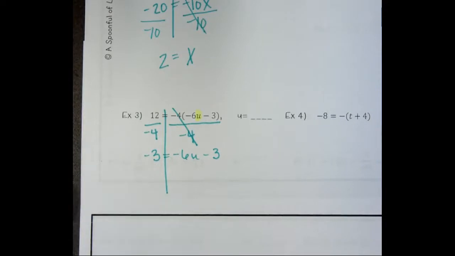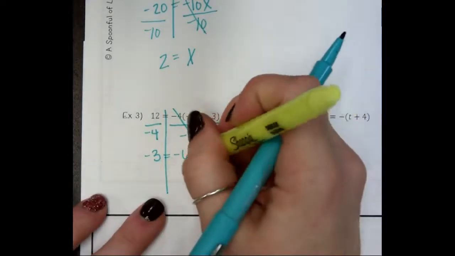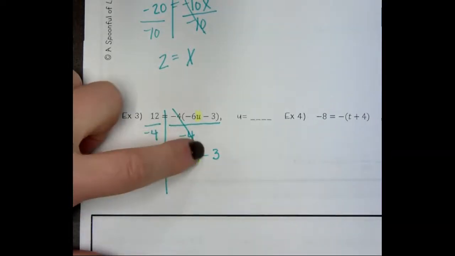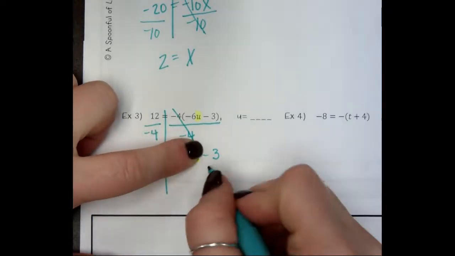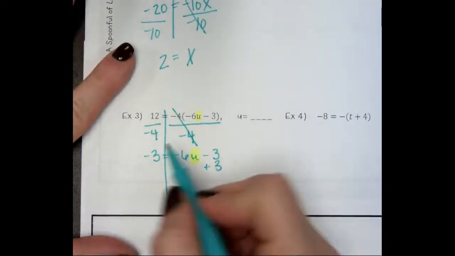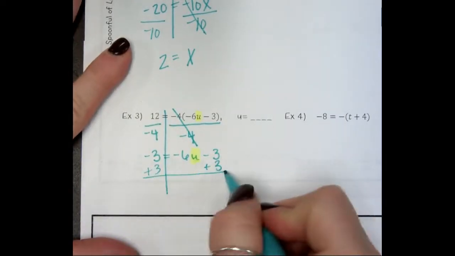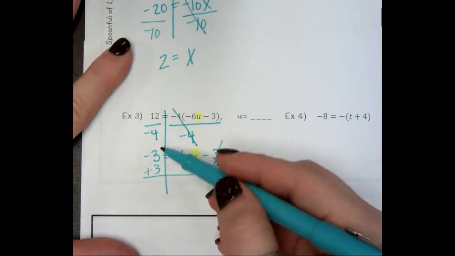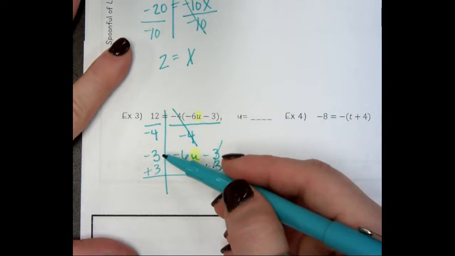Again, my goal is to get U by itself, and we're using reverse PEMDAS. So we're going to start with addition and subtraction. I see a subtraction sign here, so I'm going to do the opposite of subtract 3, and I'm going to add 3. Remember, what you do to one side, you have to do to the other side. So these 3 cancel, and whoops, these cancel as well. Does that mean I made a mistake?